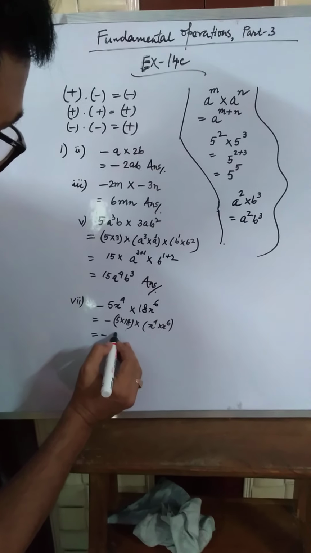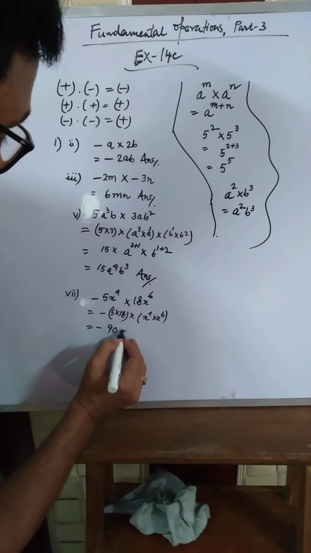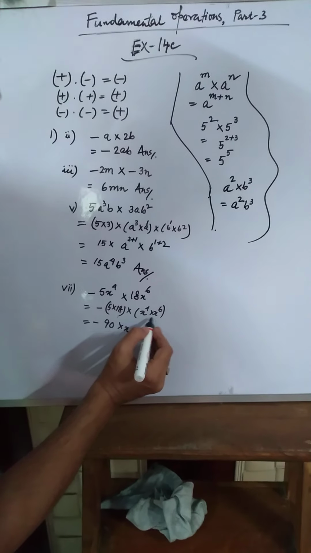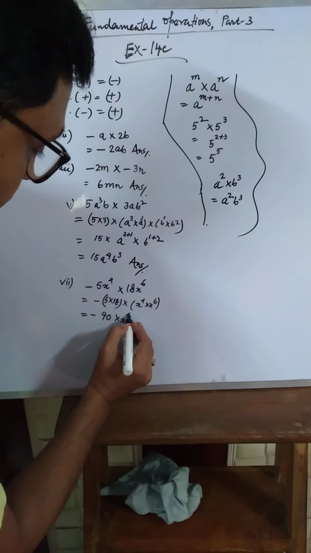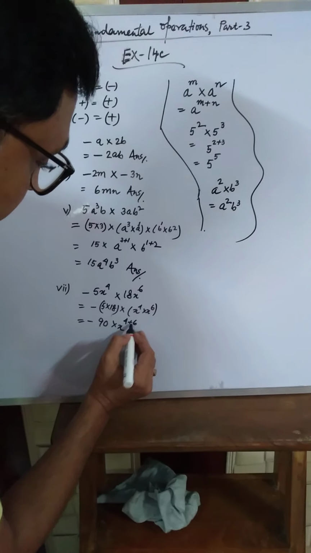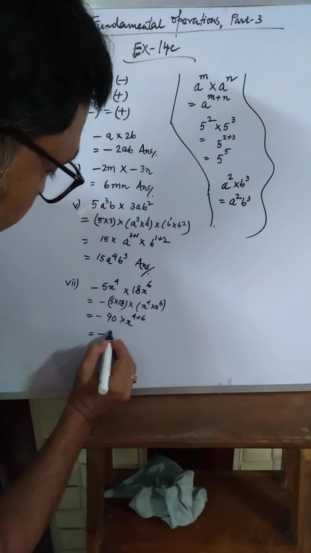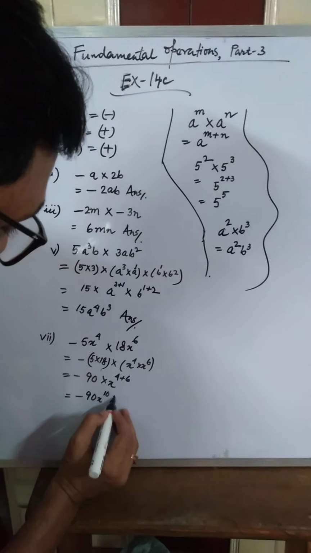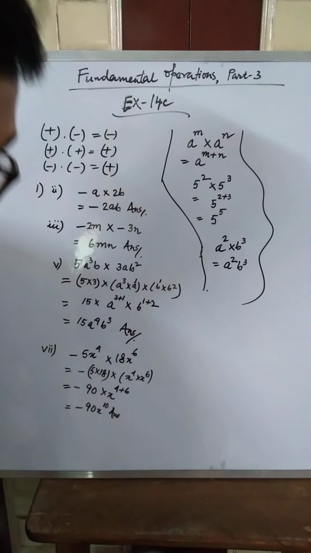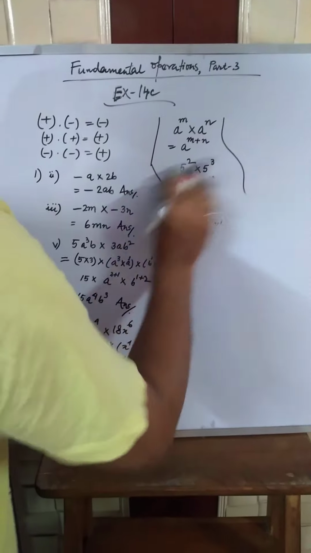Now 5 18s are 90 into x to the power 4. Here you see the base is same. So you should add the power, x to the power 4 plus 6. So minus 90 into x to the power 10. Here it is the product. Okay.